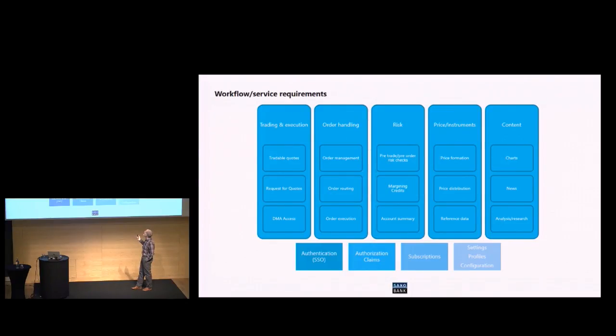Then you have pricing and reference. So there's price formation, price distribution, and the reference data around the instruments you have on the platform. And then you have the content, which is charts, news, analysis, and research. Today I will largely talk about the trading and execution and the pricing side, and to some extent risk, because that's where the extreme requirements for throughput and latency occur, which have given rise to some of these non-traditional patterns.